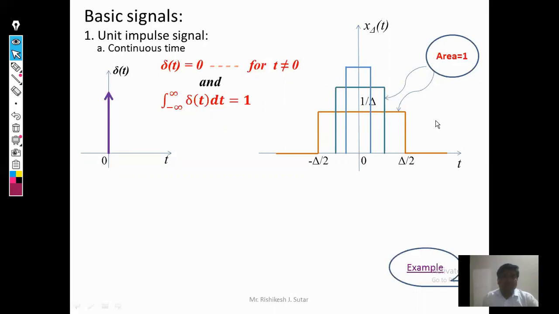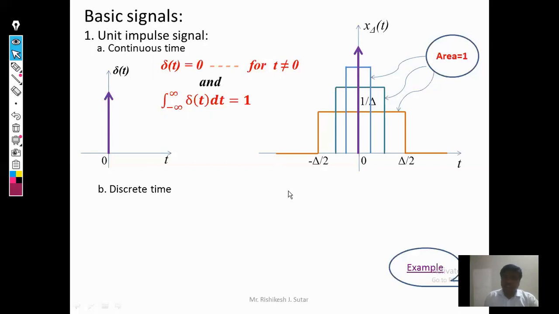So if my width tends to 0, then my height tends to as large as possible. Width tends to 0 means width is as small as possible, then height tends to infinity means height is as large as possible. So this is nothing but the representation of unit impulse signal. In this way, I can generate unit impulse signal from the rectangular pulse. So this is the representation of unit impulse signal for the continuous time version.